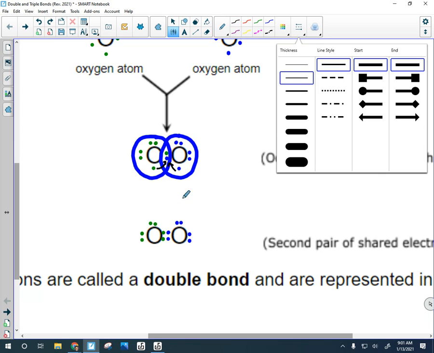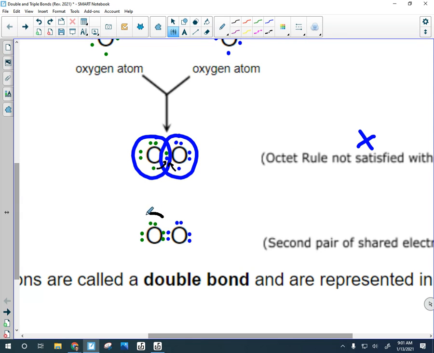So if I kind of check myself now, if I circle all the non-bonding and bonding electrons on either side, that side has 2, 4, 6, 8, an octet. This side has an octet, 2, 4, 6, 8. And so the octet rule is followed. That's going to be a stable structure for the molecule. All right.